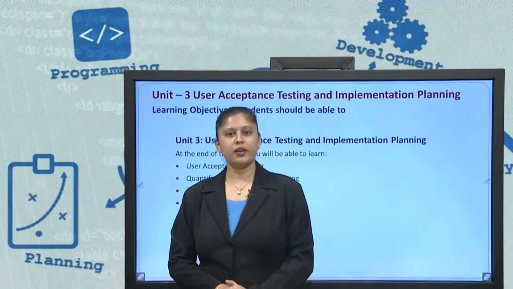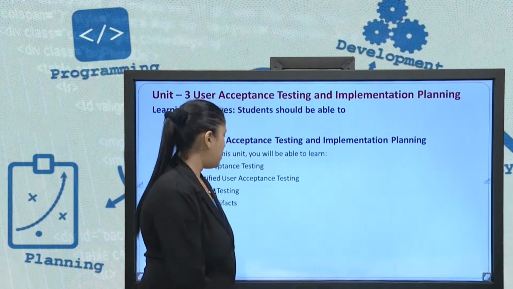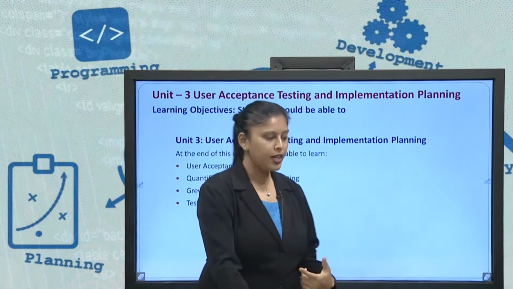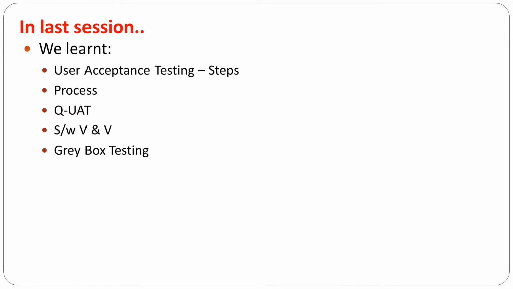Welcome once again. We are here for software engineering video lectures for BCA-403, right? And we were looking at block 2, unit 3, where we have already done in the previous session user acceptance testing, the steps of UAT, right? We have already seen what is the process that we undergo for UAT, right? Then we have seen quantified user acceptance testing. We have already seen what is verification, validation for my software, and lastly we saw grey box testing, which is a mixture of my black box and white box testing, which is the translucent one.